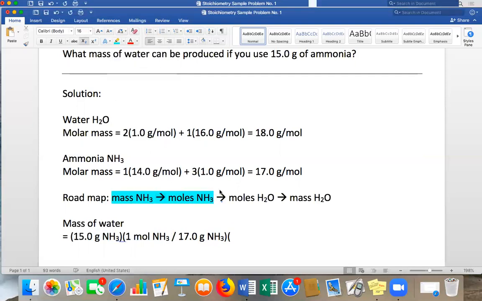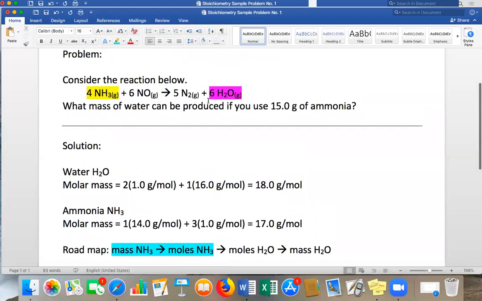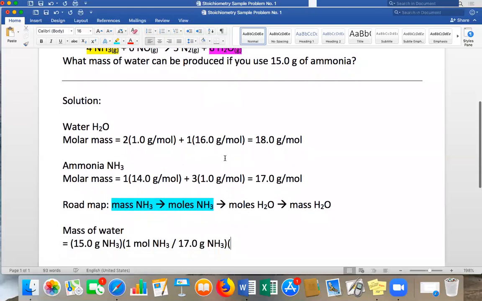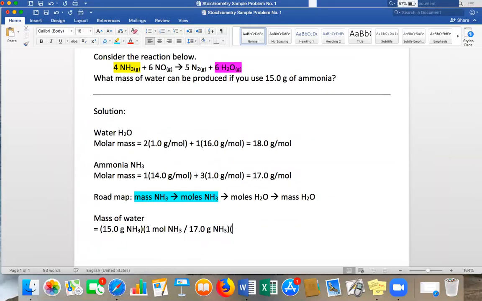Okay. Next, we convert to moles of water. So because I want to convert to moles of water, I'm going to look back at the balanced equation. There's a 6 in front of water. So I'm going to write here, let me zoom out a little bit. I'm going to write 6 moles of water over 4 moles of ammonia. That's because there's a 4 in front of ammonia here. Okay, so that will allow moles of ammonia to cancel out and will convert to moles of water. So that takes care of now all of these steps.